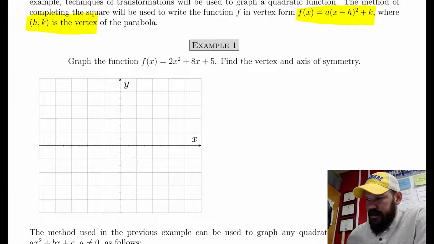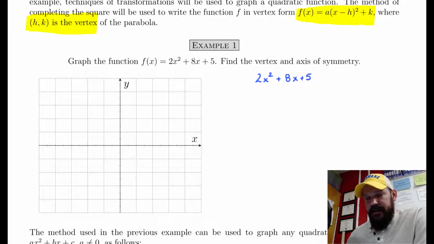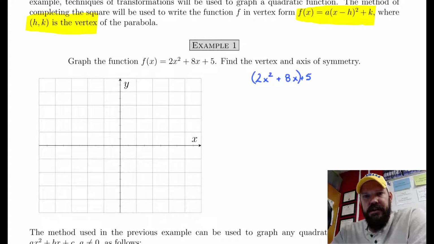We're going to take this example 1 and we're going to rewrite it in vertex form, and then we're going to graph it. We're going to use a calculator. We're going to kind of put a bunch of different things together here. But let's first start out with simply writing the expression that we're given. And the next thing that I want to do is, it's nothing fancy. We're going to put parentheses around the quadratic and the linear terms.